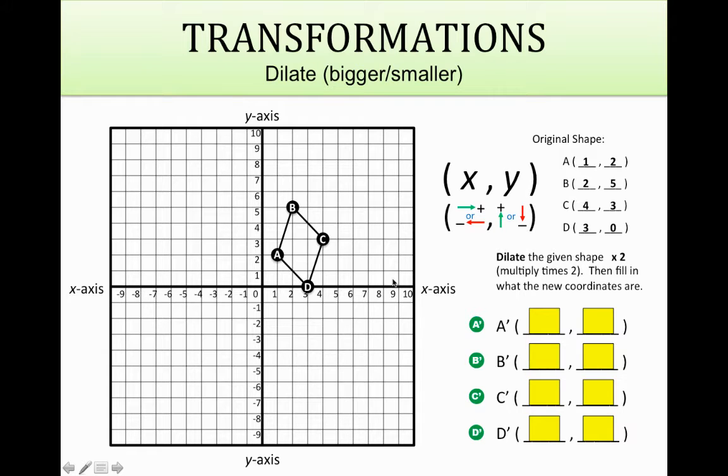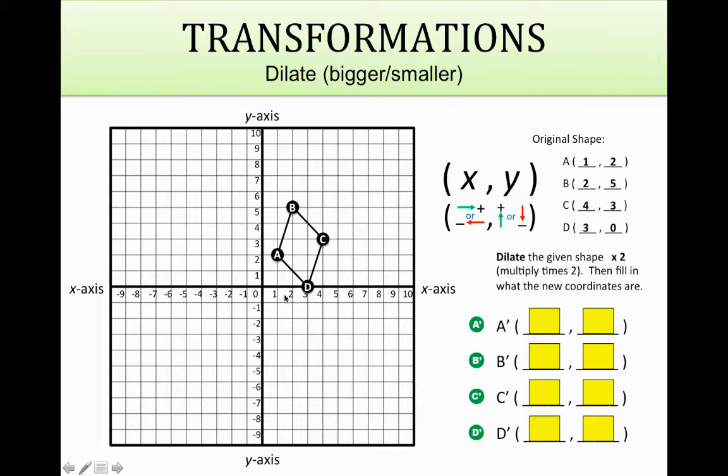Let's take a look here. Once again, since this is a new transformation, we're kind of changing up the colors a little bit. Since it's going to be dilate or dilation, we're going to make that green, so the points this time are going to be green. But everything else is the same.